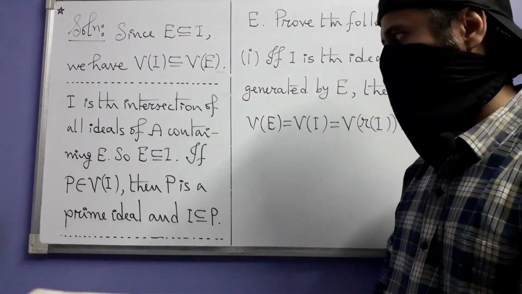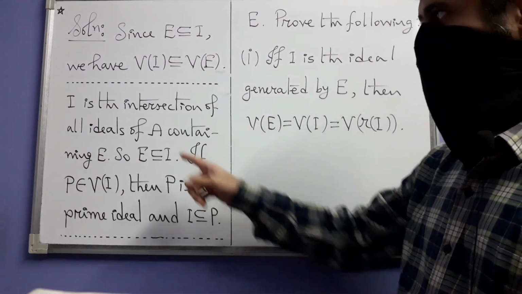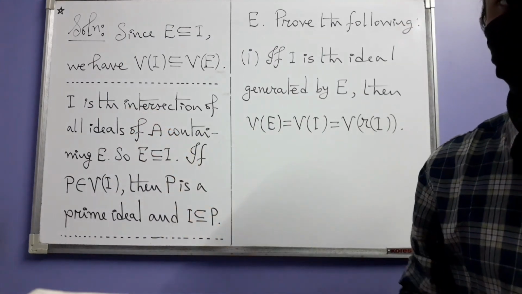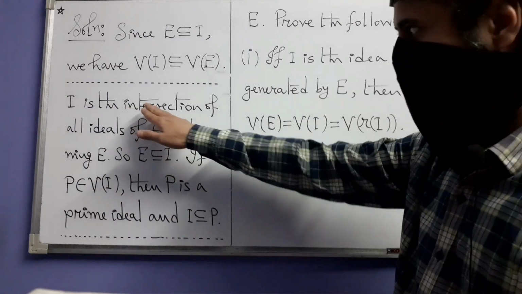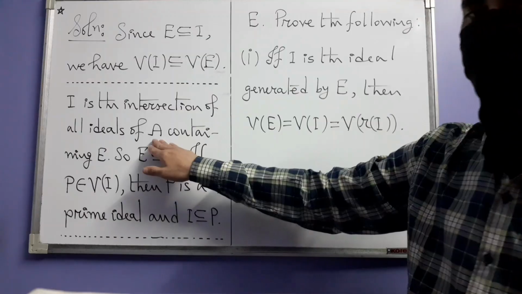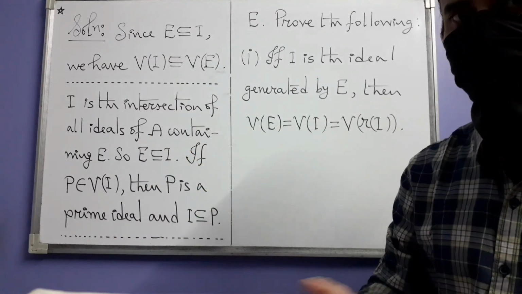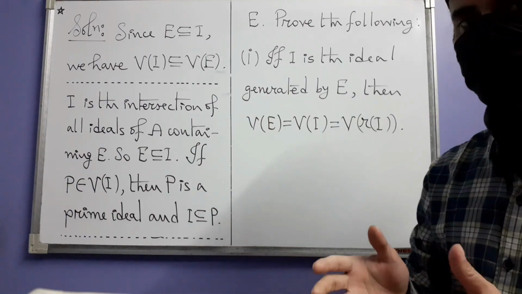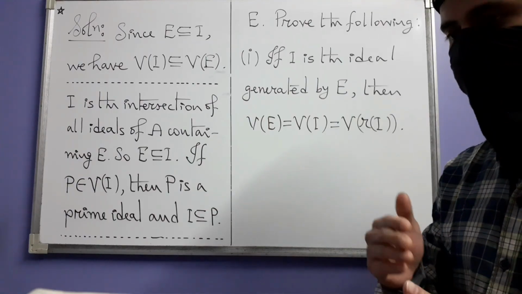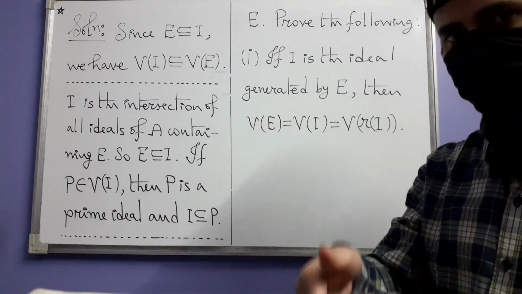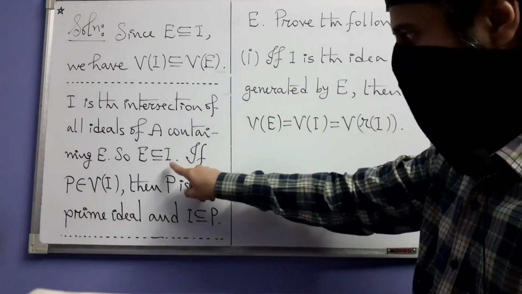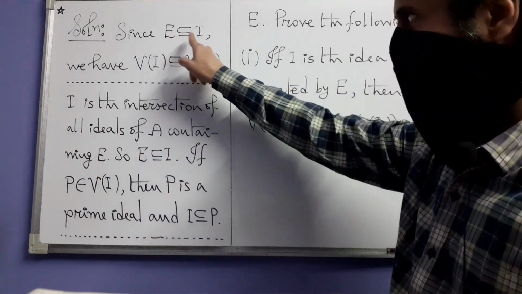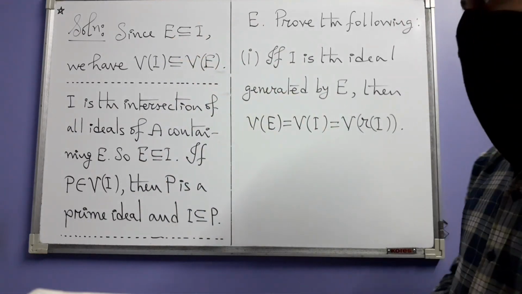How? This is how. I is the ideal generated by E. So by definition, I is the intersection of all ideals of A which contain E inside of them. So if all of them have E as a subset inside of them, then their intersection would also contain E inside of it, which is I. So that's how E is a subset of I.